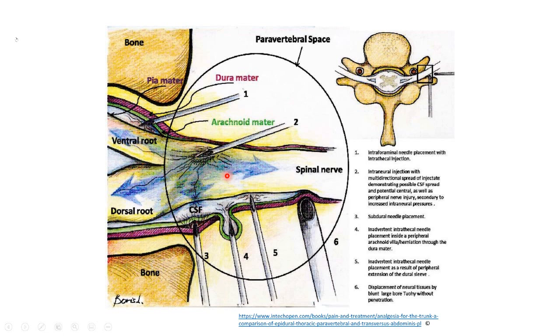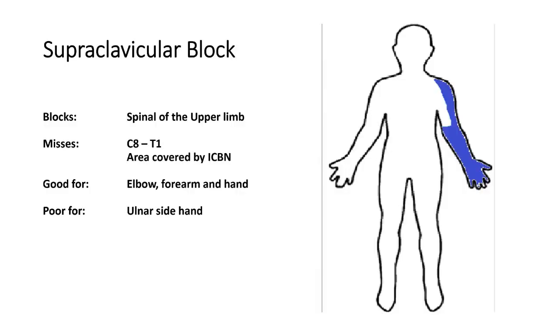Let us look at the supraclavicular block now. Supraclavicular block is called the spinal of the arm, as a single injection carried out in the supraclavicular area has the potential to produce a rapid onset, predictable, dense block of the entire upper limb.